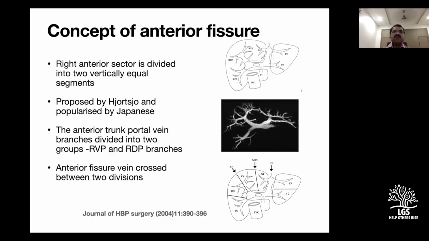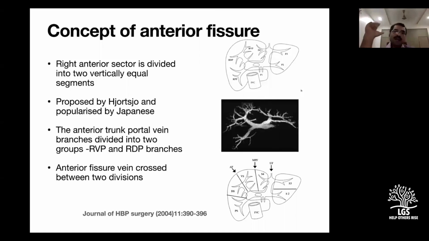So there is a concept of the anterior fissure. The anterior fissure is a fissure which actually divides the anterior sector into a dorsal and ventral part. This was popularized by George Joe and the Japanese. So there is an anterior trunk of the portal vein, but we don't know what the division is between segment 8 and segment 5 in individuals.